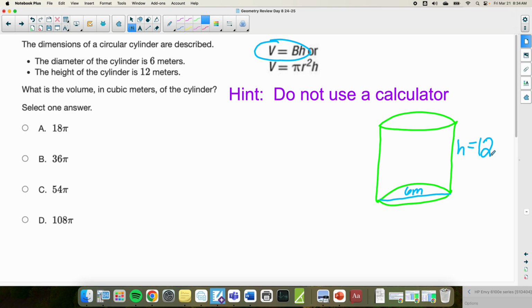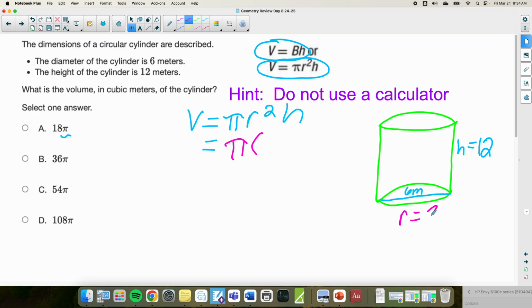All right, so I'm gonna write down my formula, and because it's a cylinder, your area of your base is pi r squared. So I'm gonna go pi r squared h. And now notice in this one, they want us to leave the pi just as pi. So what I'm gonna do is I would have pi, my radius, if the diameter is 6, our radius would be half of that, which is 3, and our height is 12.